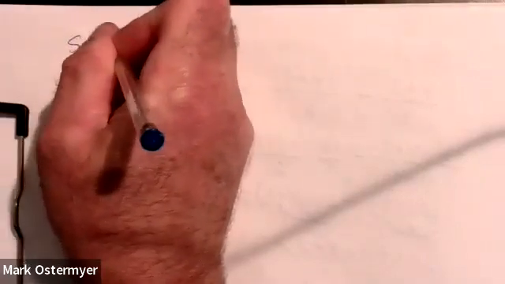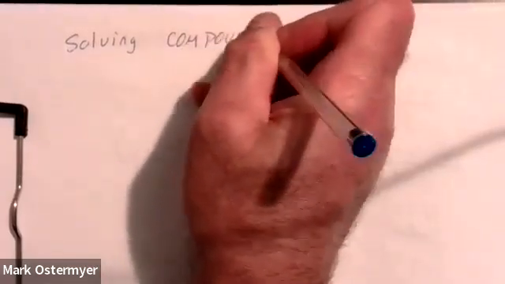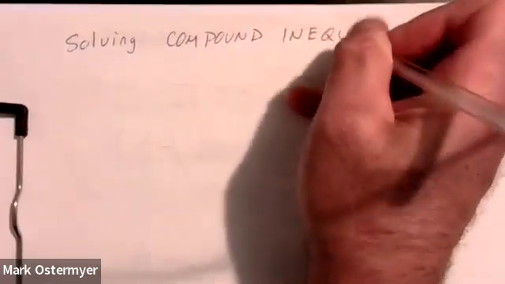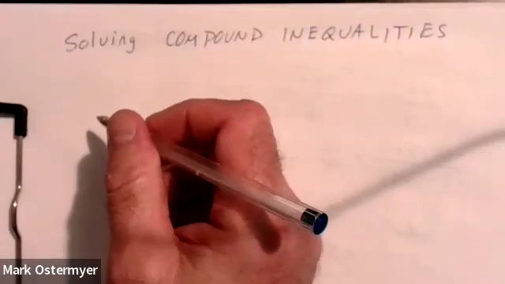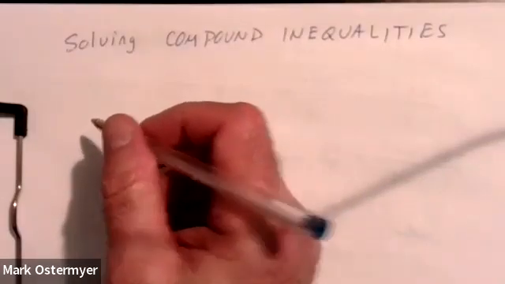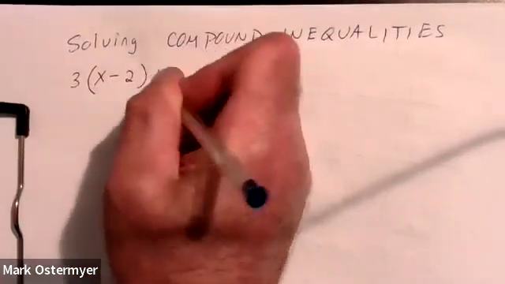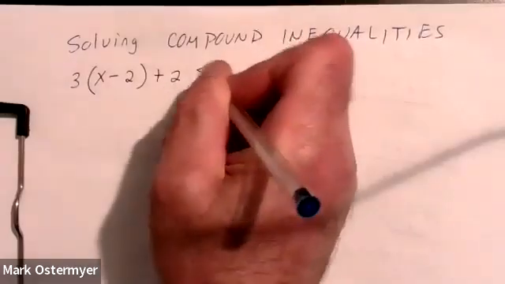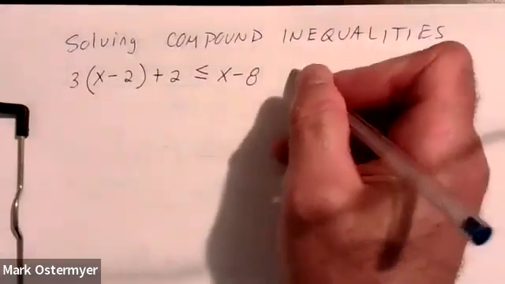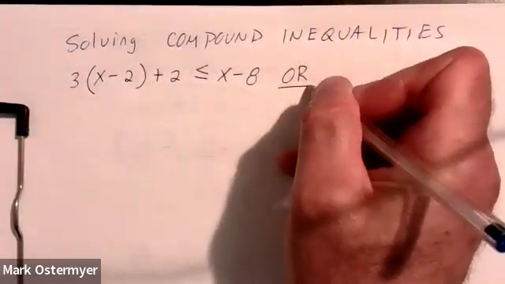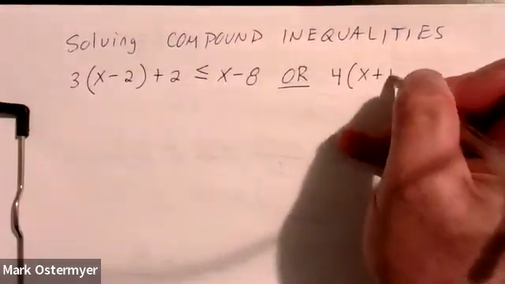Now I would like to show you how to solve what are called compound inequalities. And there's two main types. There's ors and ands. Okay, so this first one is going to be a compound or inequality. And to be an or inequality, you literally have to see the word or. That's a requirement. So you got to see or to have a compound or inequality. If you don't see the word or, then it must be an and.